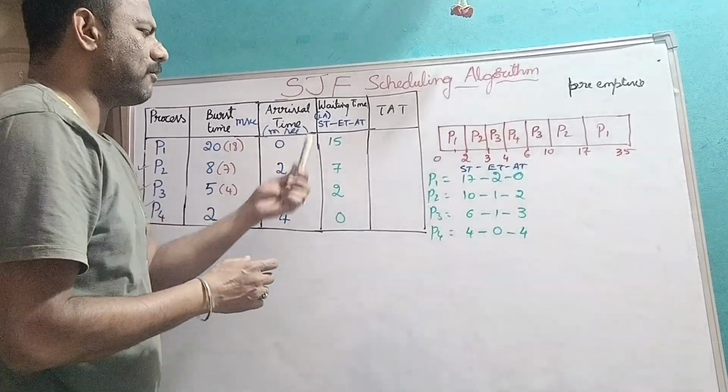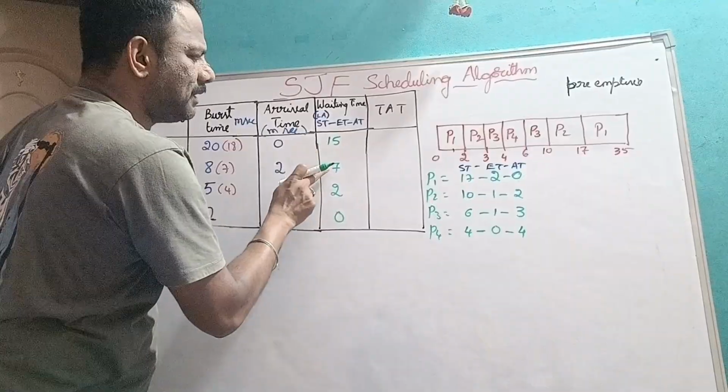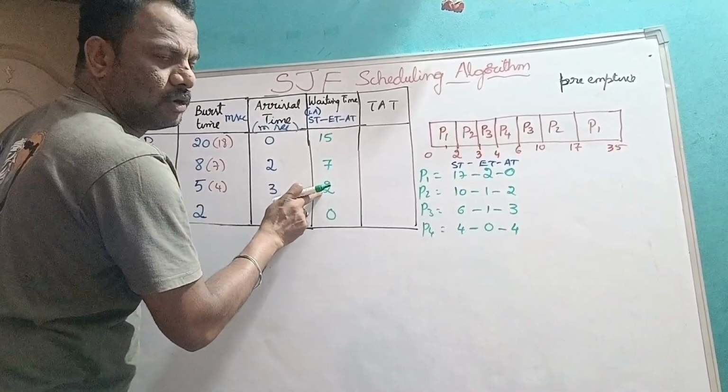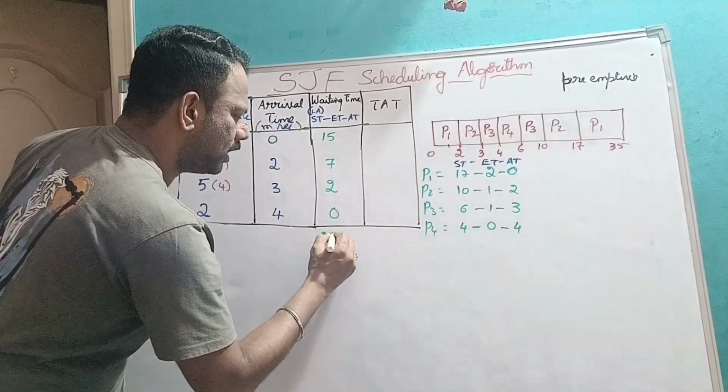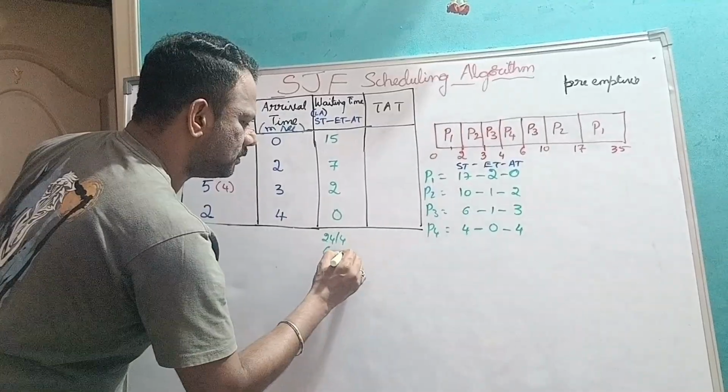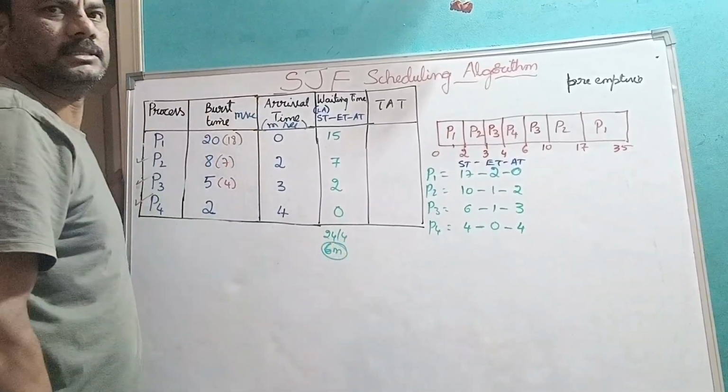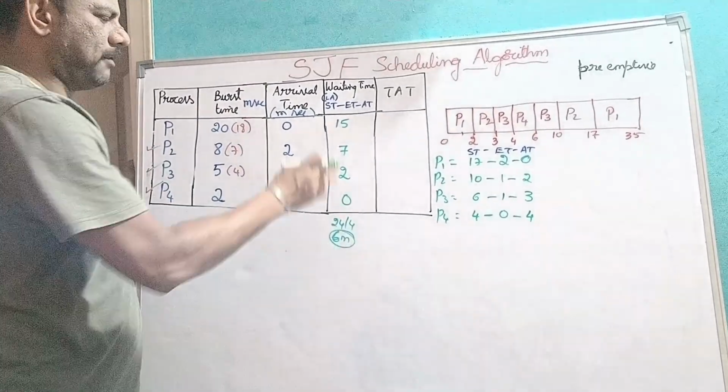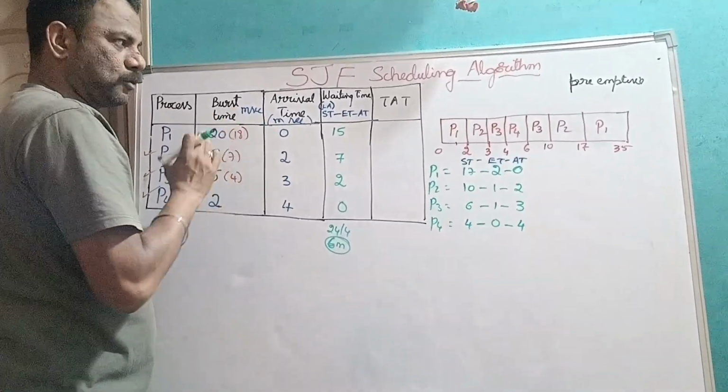Now I need to calculate the average waiting time. Add 15 plus 7, 22, 22 plus 2, 24, 24 divided by 4. So 6 milliseconds. This is the average waiting time for this problem.